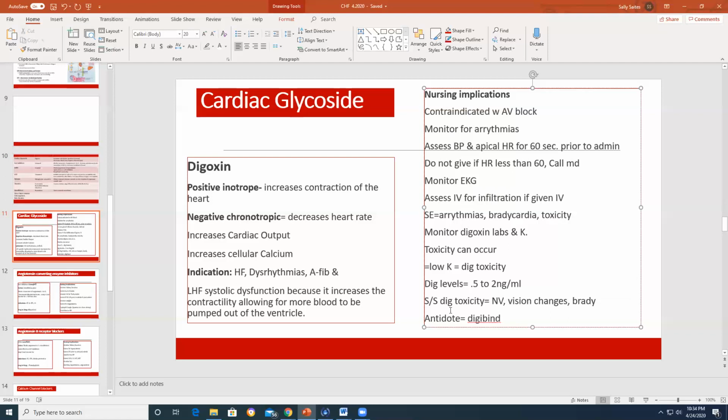We do have an antidote for digoxin, and it's called Digibind. So if there is any type of toxicity, hopefully we catch it in time and we can give them Digibind so we can reverse the effects of digoxin.